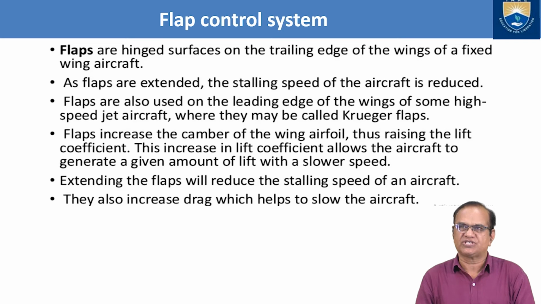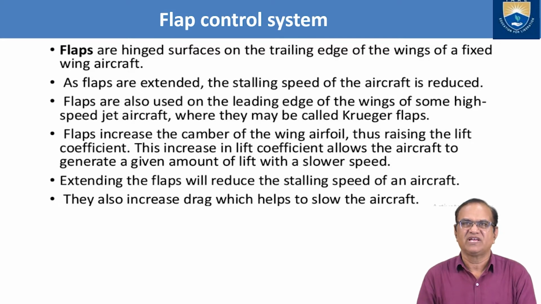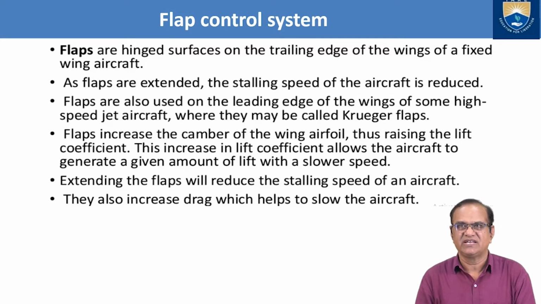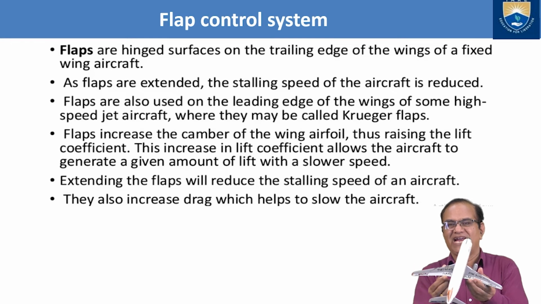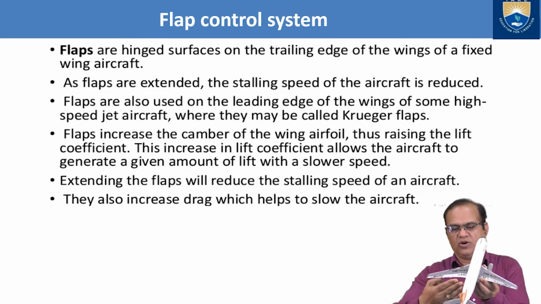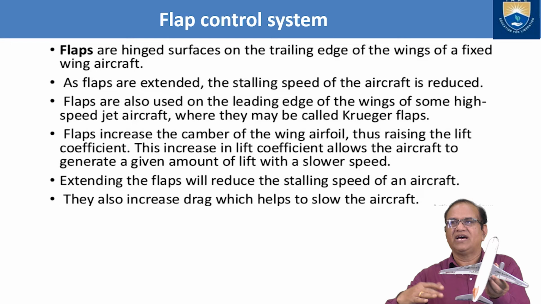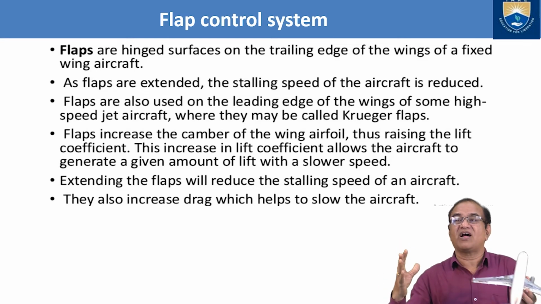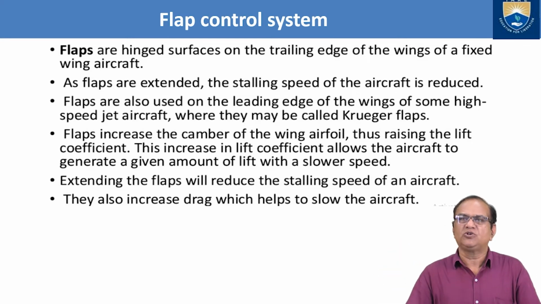So flap control system. Flaps are hinged surfaces on the trailing edge of the wing of a fixed wing aircraft. As flaps are extended, the stalling speed of the aircraft is reduced. So if you extend these flaps at the trailing edge and move them down, the stalling speed of the aircraft is reduced. Flaps are also used on the leading edge of the wing of some high-speed jet aircraft, where they may be called Krueger flaps.